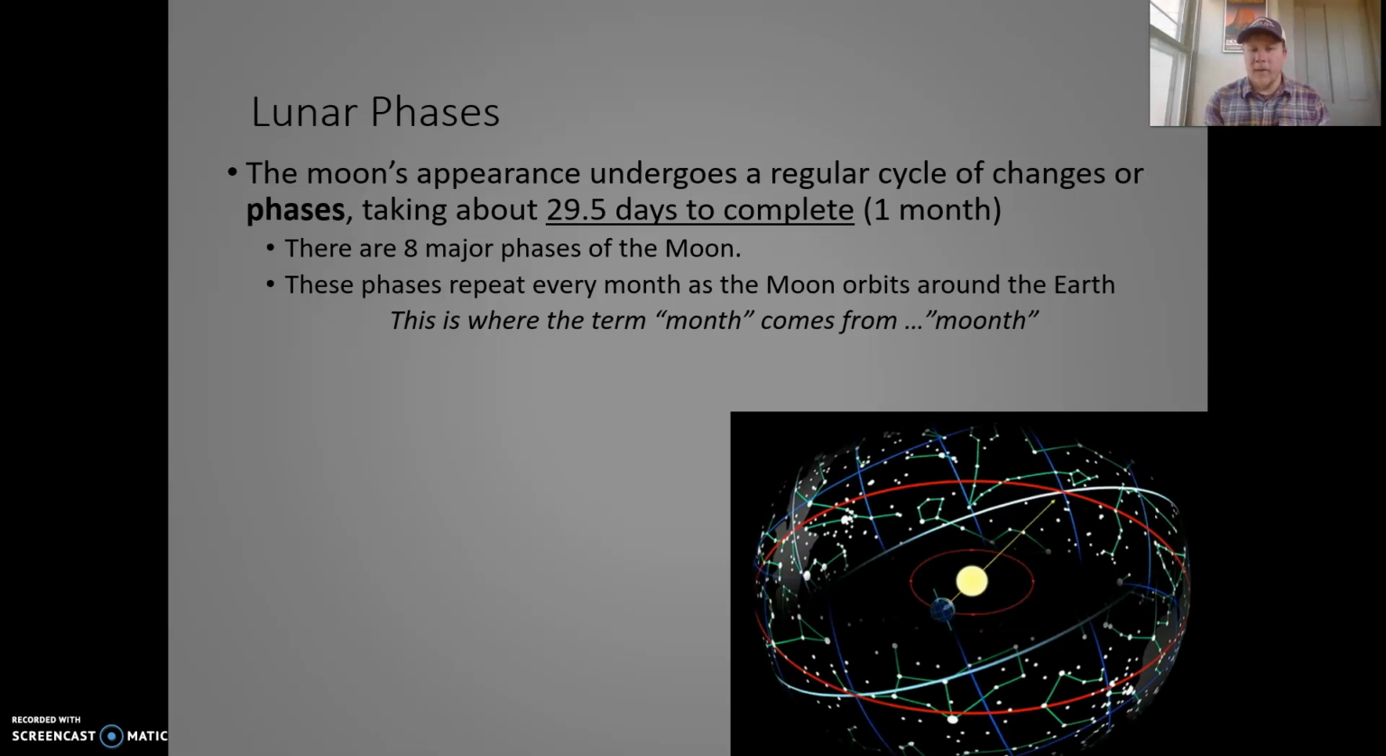There are 8 main phases during that cycle, and the amount of time that it takes is actually where we get the word month from. So it's kind of a fun thing to think about.